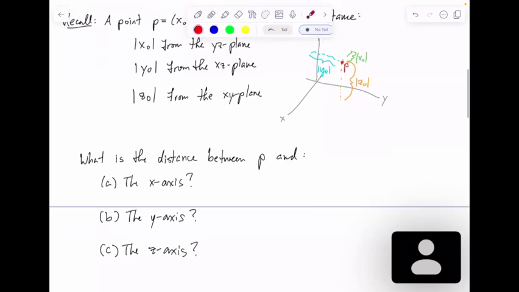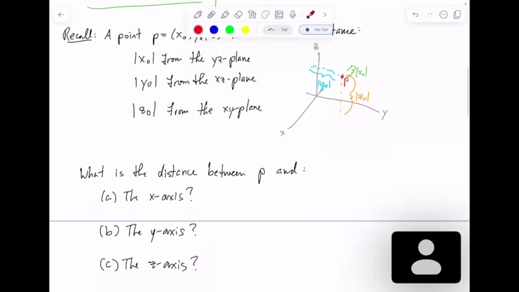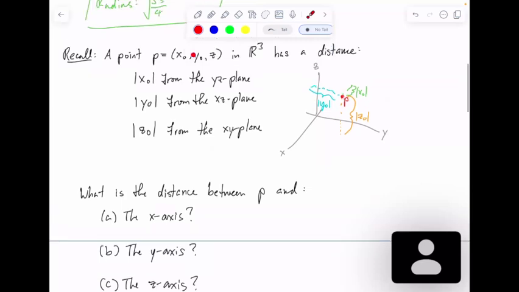So maybe actually, because of this picture here, it's easier to see the distance from the z-axis, or maybe you don't have to contort your head as much. Let's focus on the answer to C first. How far is this point P, with these coordinates, which means z0 here, from the central axis? But how might we do this?